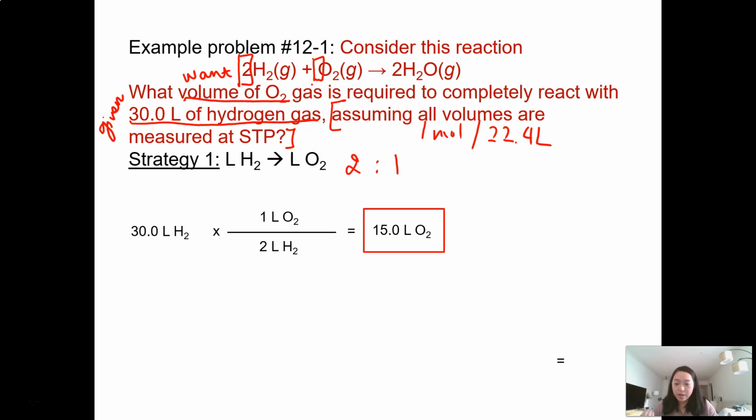Now another strategy I have is showing you how that conversion factor, that 1 mole occupies 22.4 liters of gas, comes into play.